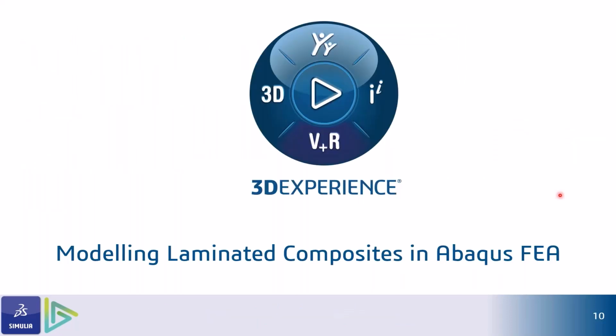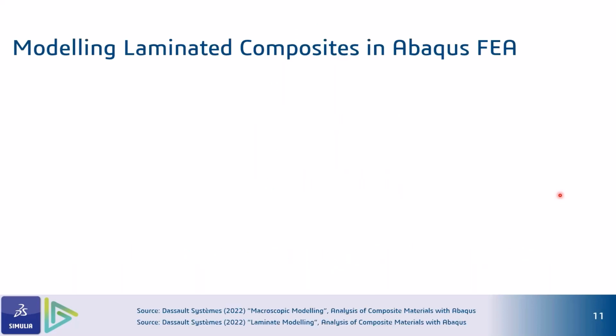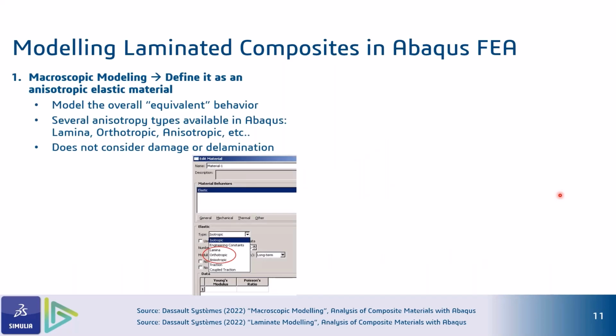So how do we usually model laminated composites in Abaqus FEA? Well, there are two main ways of solving such a model. One is called the macroscopic modeling method. Basically, you model the shape, regardless of whether it's 3D or 2D, as it is. But when you model the material behavior, you actually model it as an aggregated or an equivalent behavior. You're not really modeling each ply or each laminate.